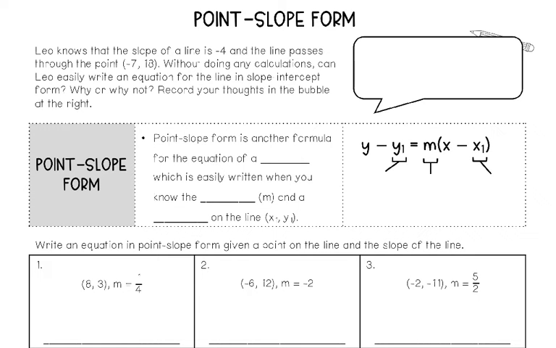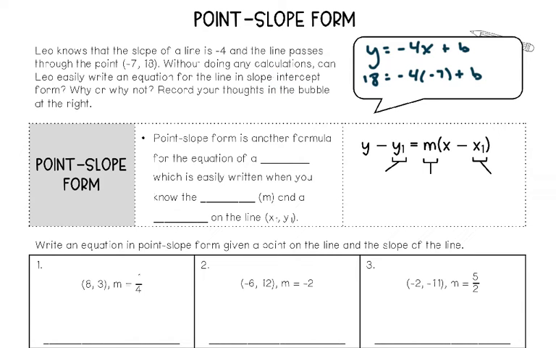All right, so let's start with the situation with Leo. Leo knows the slope of a line and he knows it goes through this point. Without doing any calculations, can Leo easily write an equation for the line in slope-intercept form? Why or why not? Let's say Leo is going to try. He knows the slope goes in for m, but he doesn't know b. So he could substitute in the x and the y for those points and solve for the b, which is the y-intercept. But if I can't do any calculations, the short answer is no.